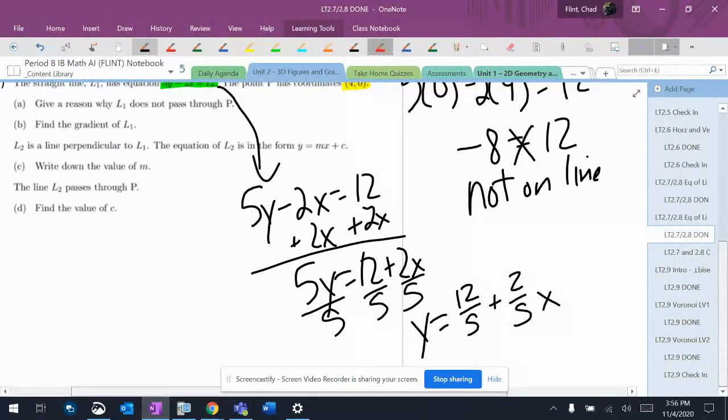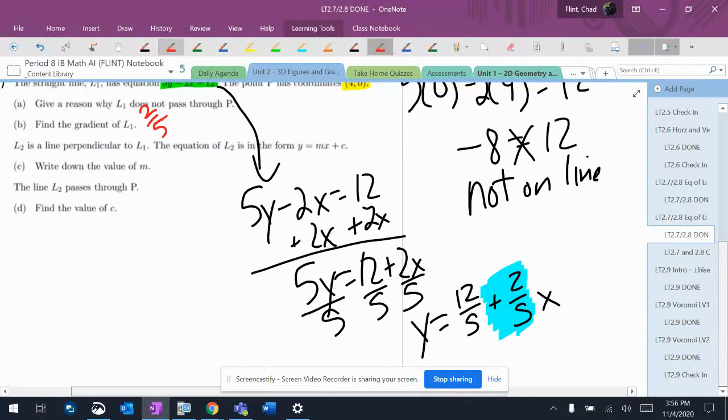Now the IB, I will say, doesn't care if you put it down as a decimal, but if it's a repeating decimal, they're not going to like it if you round it. So just leave it as a fraction. There's no benefit. I think it actually makes the problem harder. There's no benefit to making it into a decimal. So the gradient is 2/5.